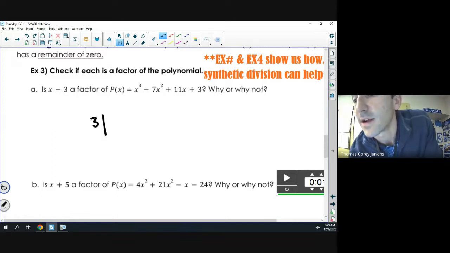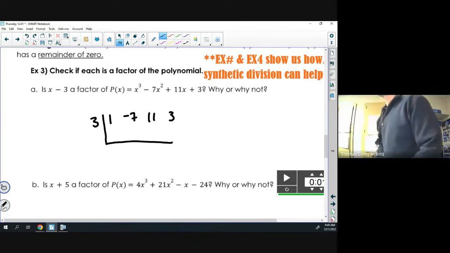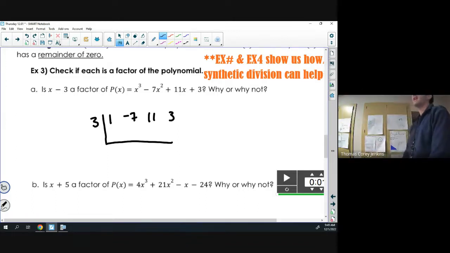All right, so what I was looking for was 3 goes outside the box. Inside the box, we would have 1, -7, 11, and 3. Again, I don't need any zeros there. If it's a cubic that I'm dividing into, I should have 4 numbers, always one more than the degree. Any questions about setting that part up? All right, now we'll go through it.